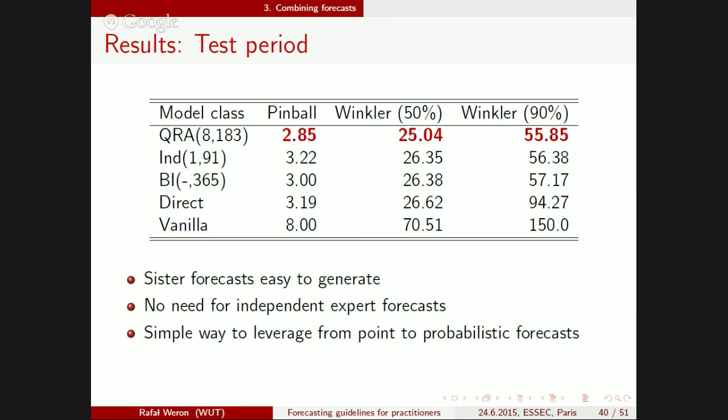So you can think of quantile regression averaging as a technique which leverages from point to probabilistic forecasts. It lets you use the techniques that you have developed for years for point forecasts of your process, the load or the price or whatever it is, and then combine them to yield the probabilistic forecast. So this is a very general technique.